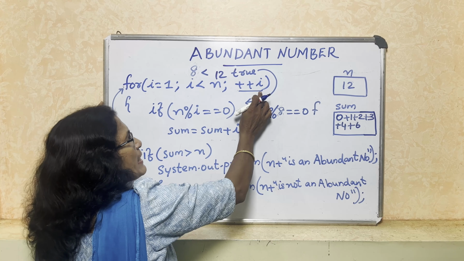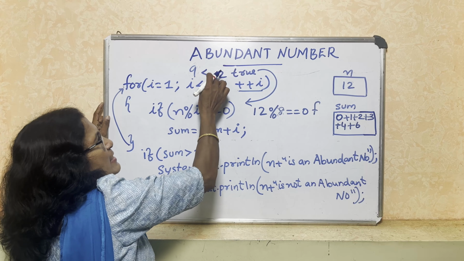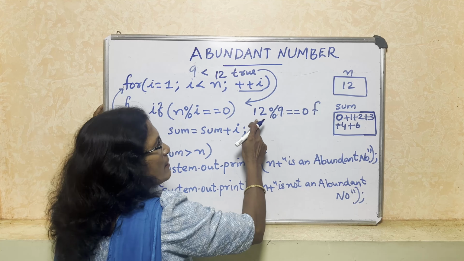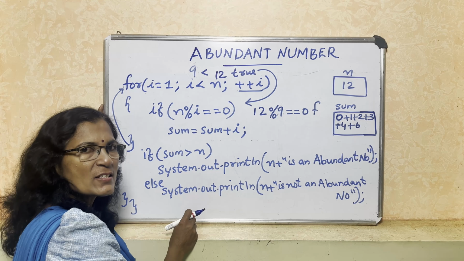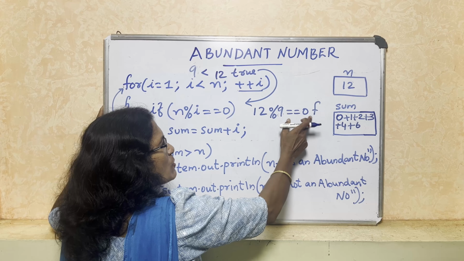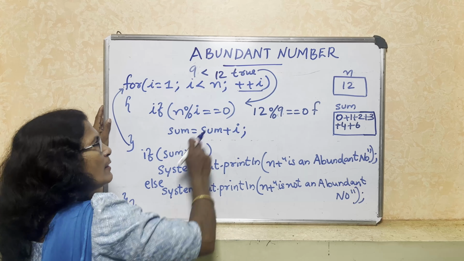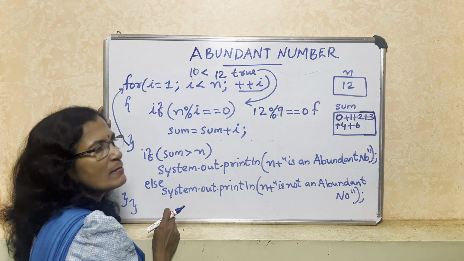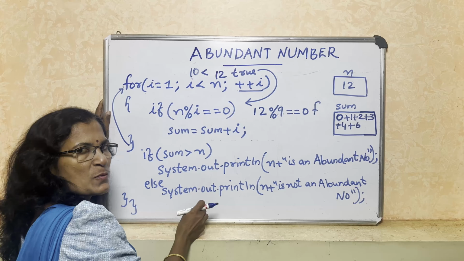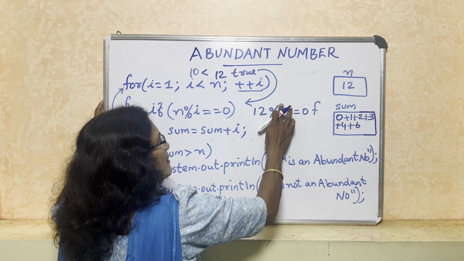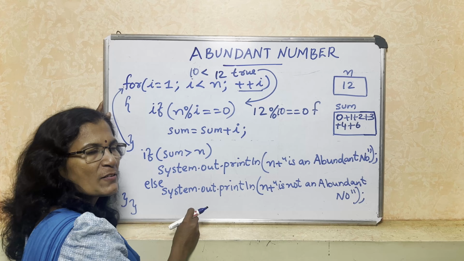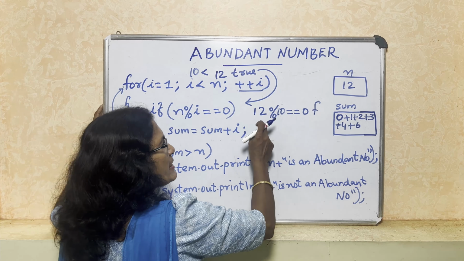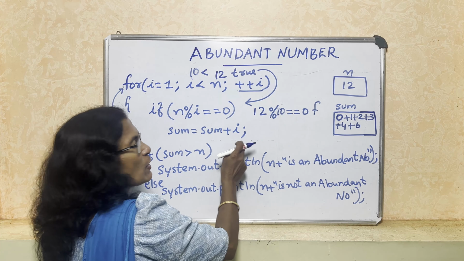Again value of I is updated. It becomes 9. 9 is less than 12. Statement 12 modulus 9 is executed. 12 is not divisible by 9. 9 is not a factor of 12. So, it will not be added to sum. Value of I is updated to 10. 10 is less than 12. Again, control enters into the for loop's body. 12 modulus 10 is not equal to 0. Remainder of the division is not 0. 12 is not divisible by 10 completely. So, test expression is evaluated to false. So, 10 will not be added to sum.